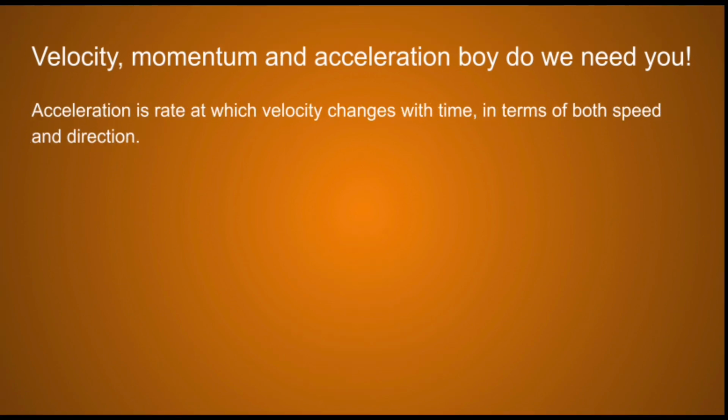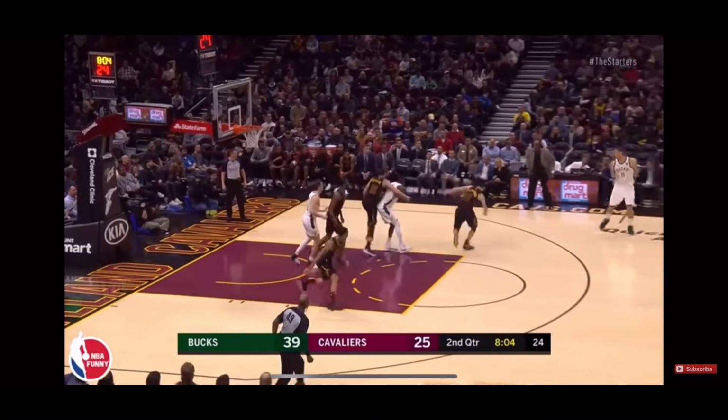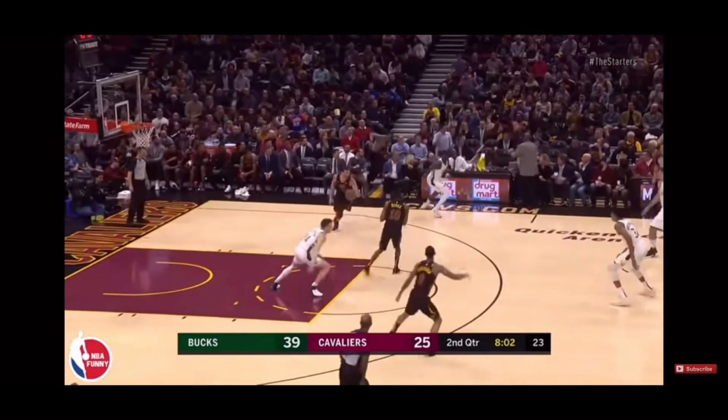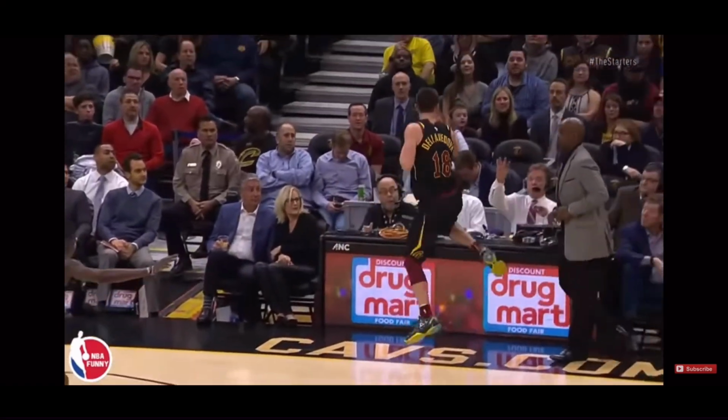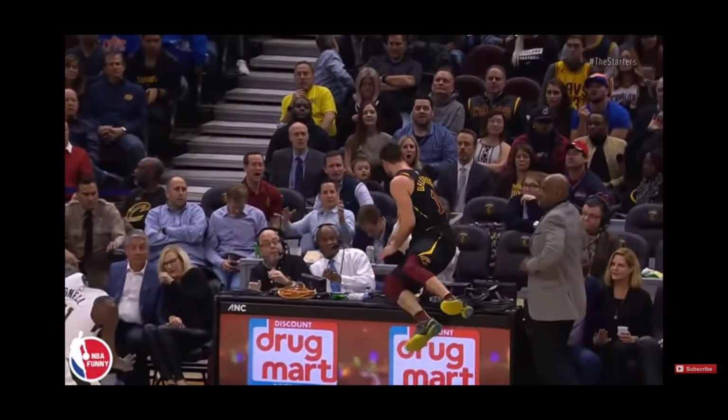Acceleration is the rate at which velocity changes with time in terms of both speed and direction. This is usually seen as players are jetting down the court and accelerating as time goes on. Unfortunately, some players are not able to slow down.